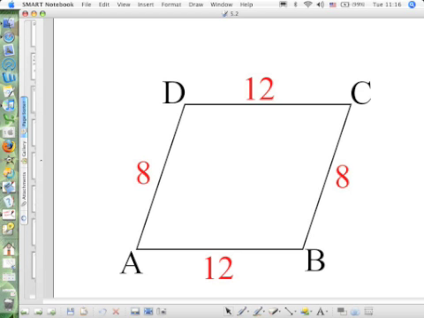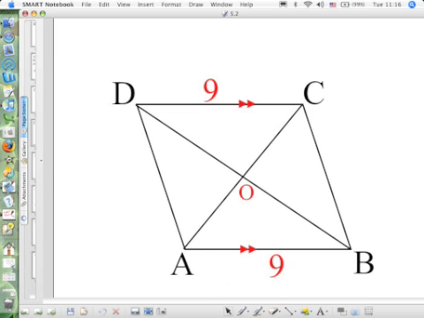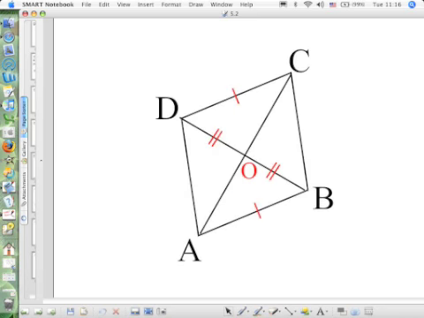Both pairs of opposite sides are congruent. Very good. One side is congruent and parallel. Very good. Yes, this is a parallelogram because one pair of opposite sides is both congruent and parallel. Jacob. Because the diagonals bisect each other?